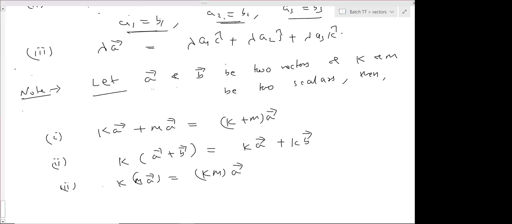Let a and b be two vectors and k and m be two scalars.